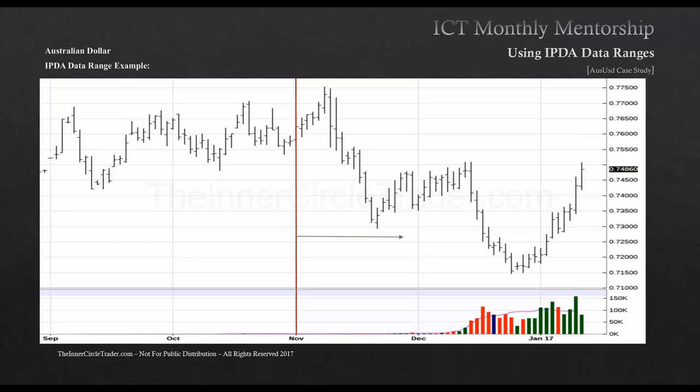The same thing occurs by looking back on the last 40 days to the left of that November 1st. Look back 40 days. What was the lowest low? What was the highest low? I'm sorry, what was the highest high, rather, and the lowest low? Your buy stops above the old high and the sell stops below that old low. Inside of that range of 40 days, that's where IPDA will look for that liquidity.